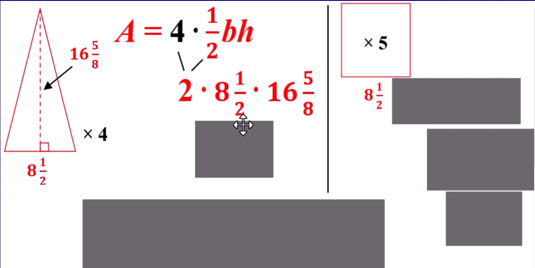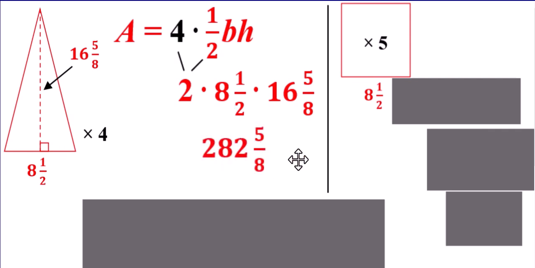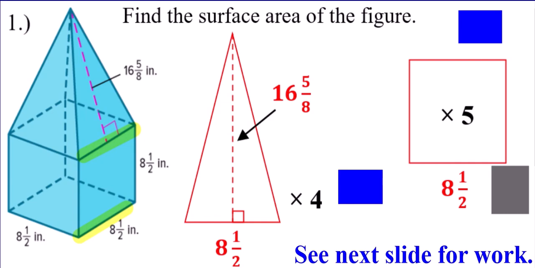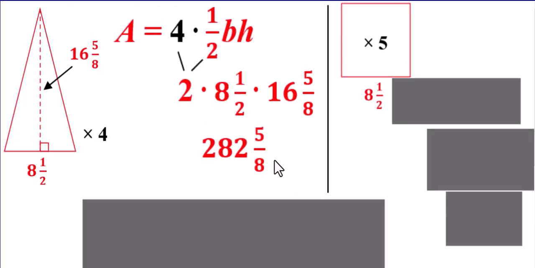Multiply this together. Now, by the way, if you wanted to keep it 4 times 1/2 and then times 8.5 times 16 5/8, that's fine. You can do that. No big deal. I'm sure your calculator can handle it. You should have got an area from the 4 triangles of 282 5/8, and this was square inches. Yes, square inches. Not that you have to write the square inches quite yet. This is not our final answer.